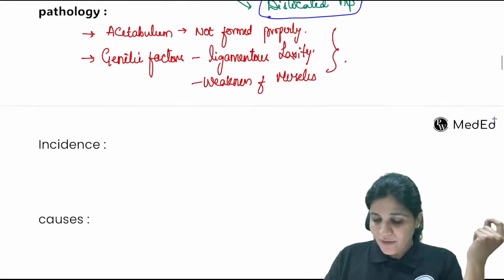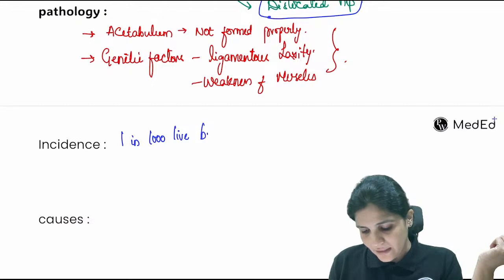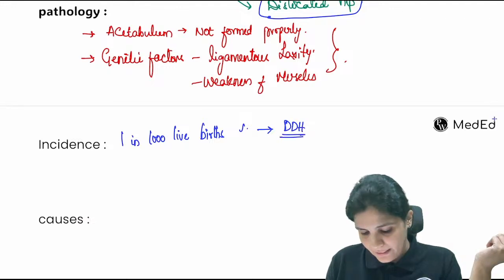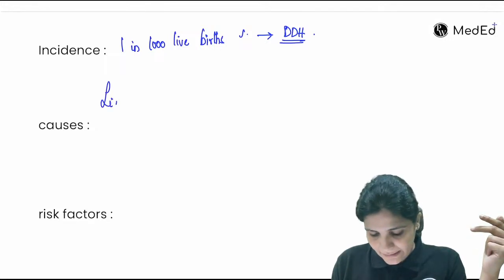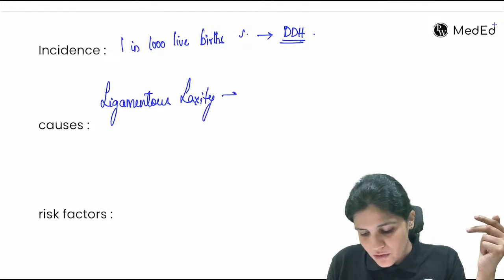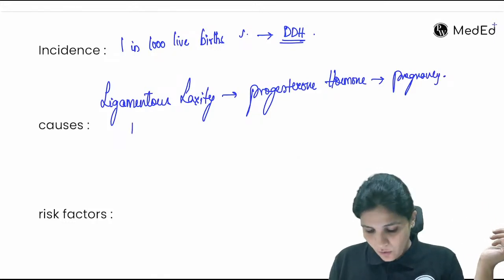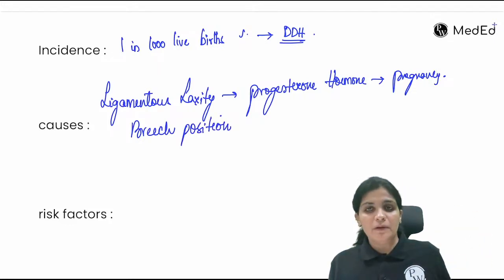So what is the incidence where we actually see this? We see 1 in 1,000 live births, you can see that the baby is having DDH. And what are the causes? The first one is usually the ligamentous laxity. And why this ligamentous laxity? Because of the progesterone hormone, which is released in pregnancy. So the progesterone hormone could be one of the causes, or the breech position of the baby, crowding, could be one of the causes, right?